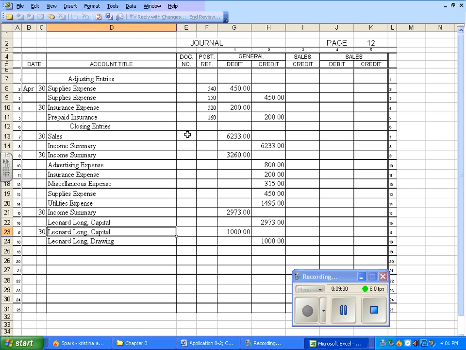Now the next thing you need to do is go through and post all of these amounts to the individual ledgers. Once you have posted all these amounts to all of your ledgers, every account from income summary, every account from drawing all the way to the last expense, should have a zero balance. If they do not have a zero balance, you've done something wrong. You need to go back and check your figures. And that is the end of the closing entries lesson. Application 8.2.